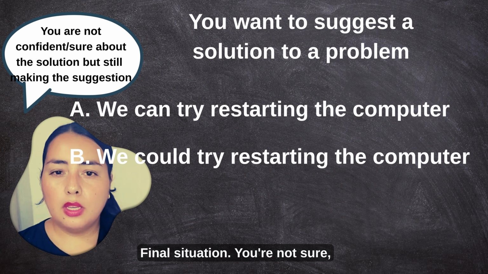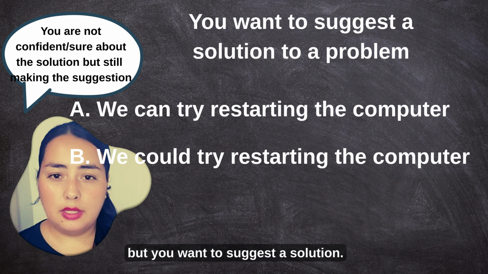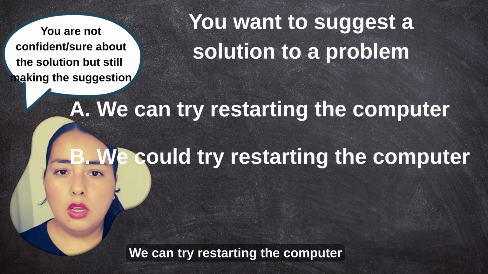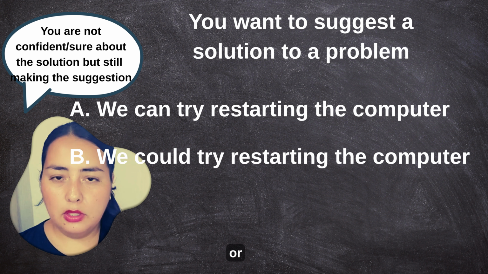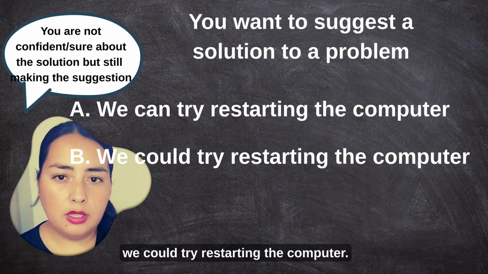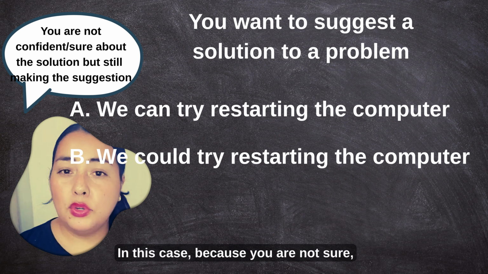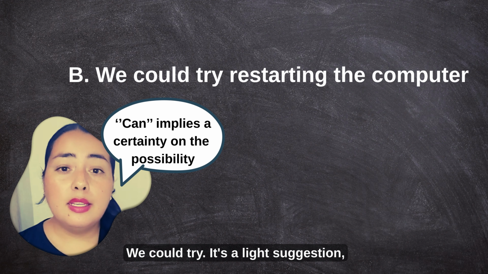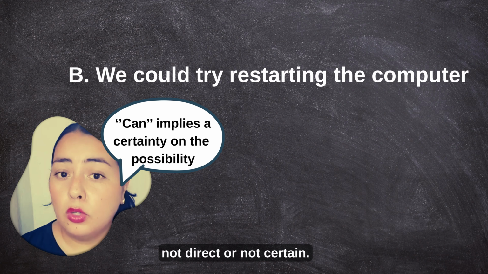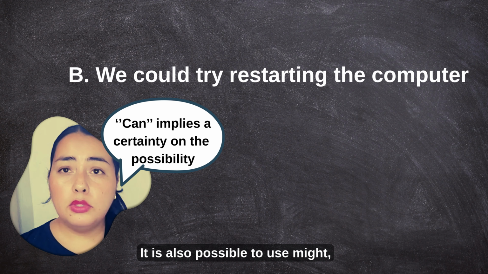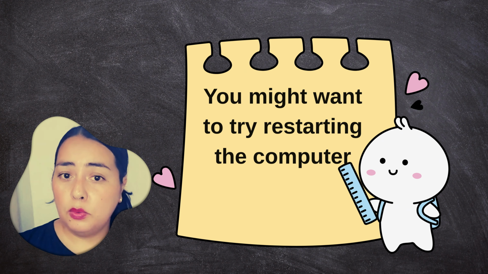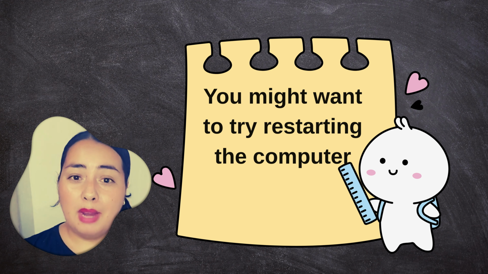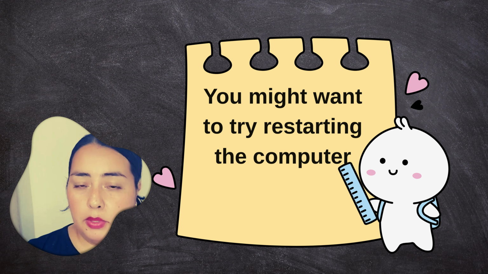Final situation. You're not sure, but you want to suggest a solution. What do you say? We can try restarting the computer, or we could try restarting the computer. In this case, because you are not sure, you are using could. We could try. It's a light suggestion, not direct or not certain. It is also possible to use might, which is a little bit weaker than could. You might want to try restarting the computer.